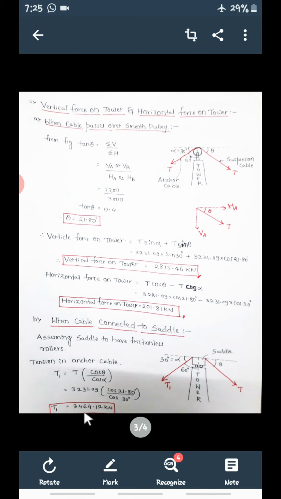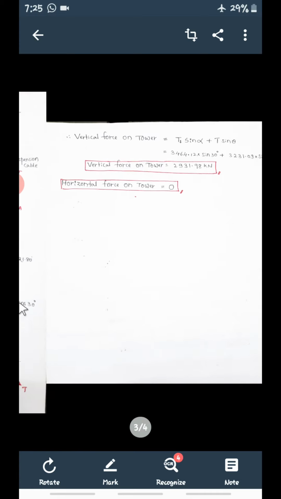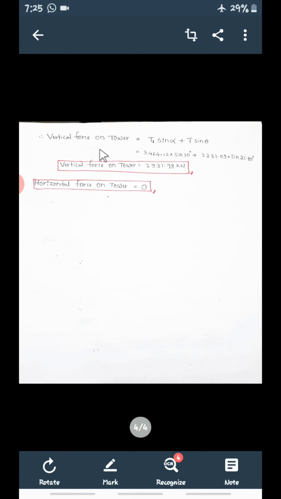So T1 is equal to 3464.12 kilonewton. So this T1 is 3464 and this T is already calculated as 3231. Once you calculate this T1 and T, then we calculate the vertical force on the tower.